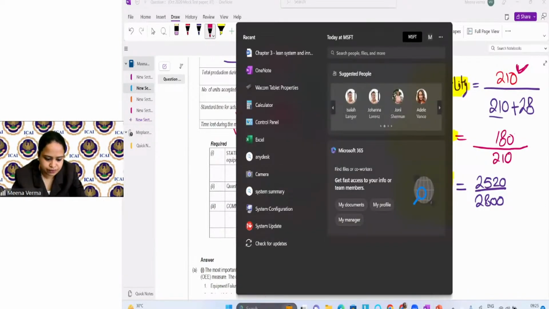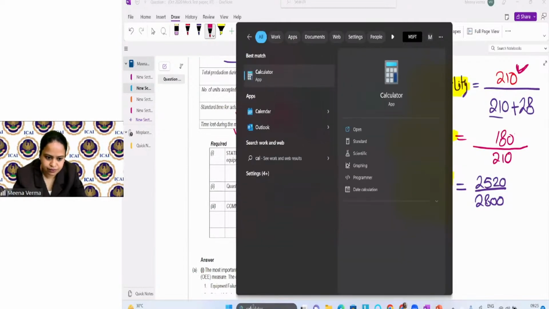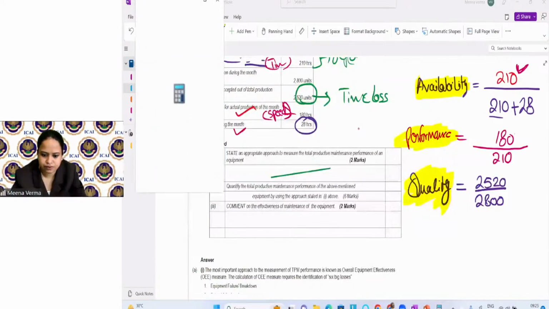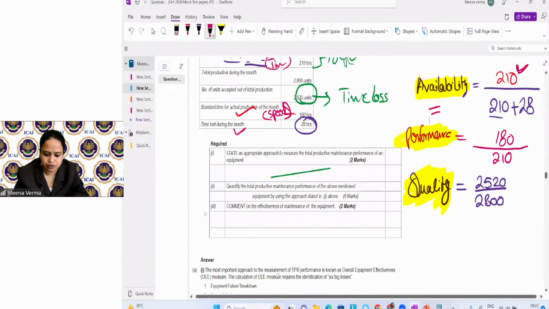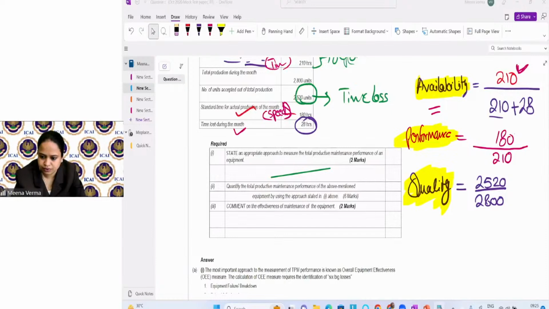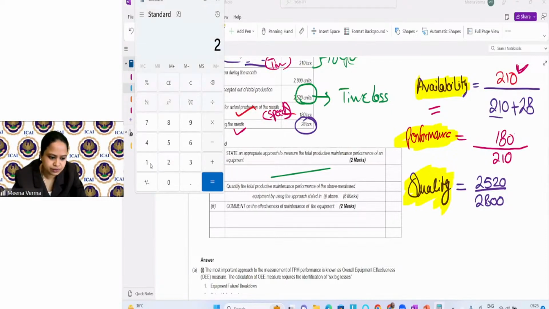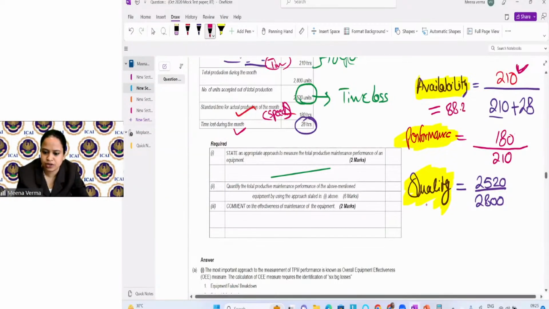So for availability, this will be 210 divided by 238. This will give you 88.23%. So this is coming as 88.23%.